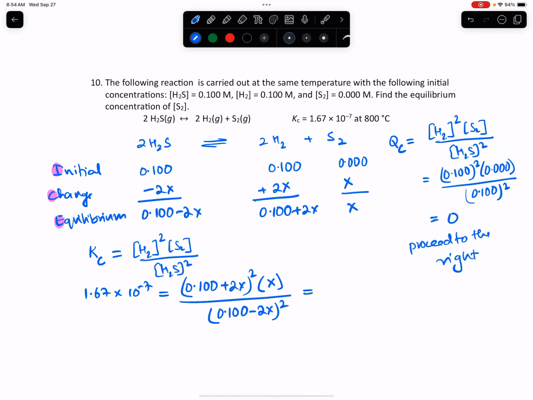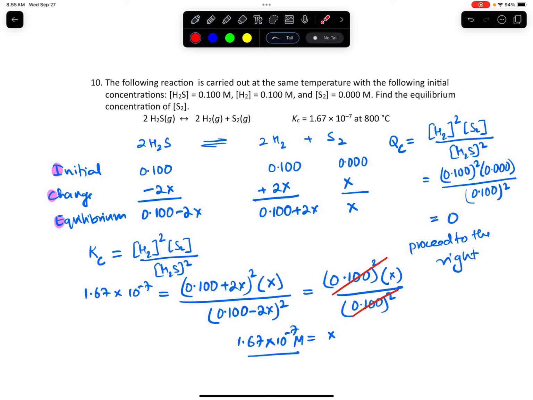So I'm going to simplify this expression. That becomes 0.100 squared because I dropped the 2x, and the same thing happens at the bottom, 0.100 squared. Because we did that, these two terms cancel out, so x is equal to 1.67 times 10 to the negative 7 molar. And that is the equilibrium concentration of S2. So we're going to write S2 molar concentration at equilibrium is equal to this. Now let's test that approximation.